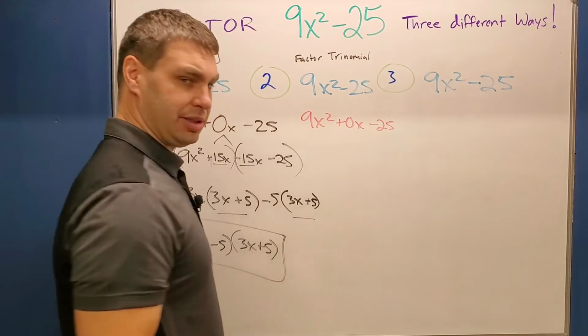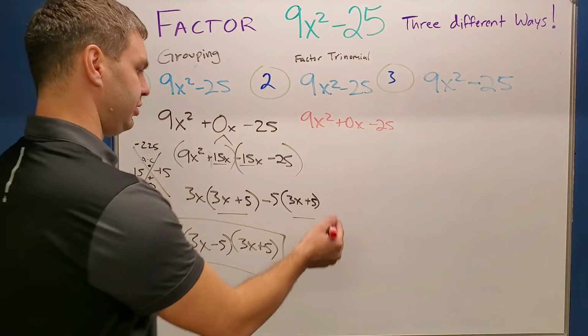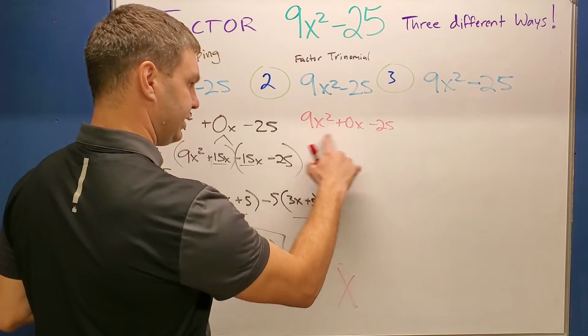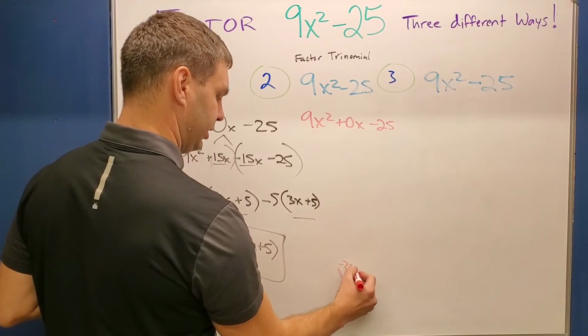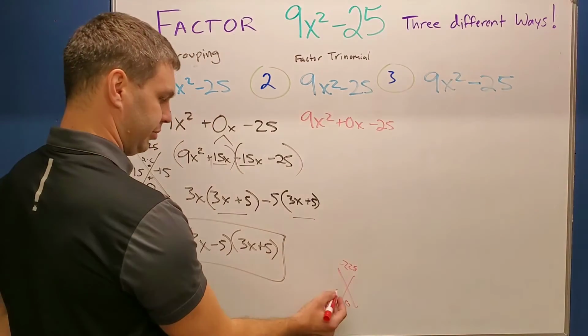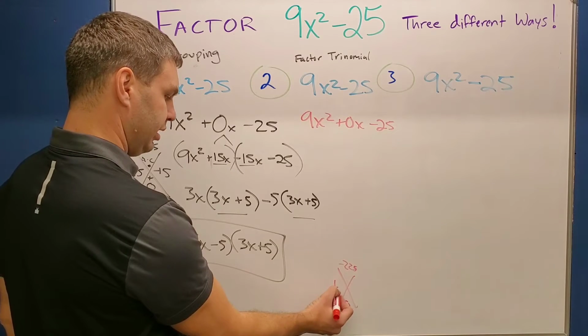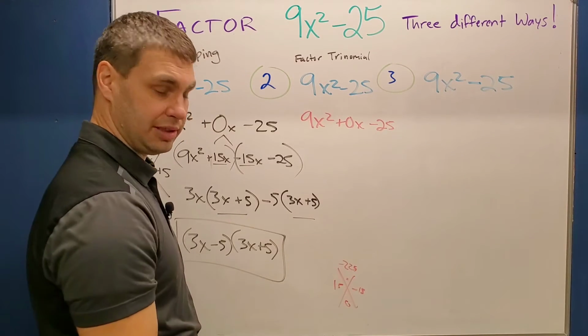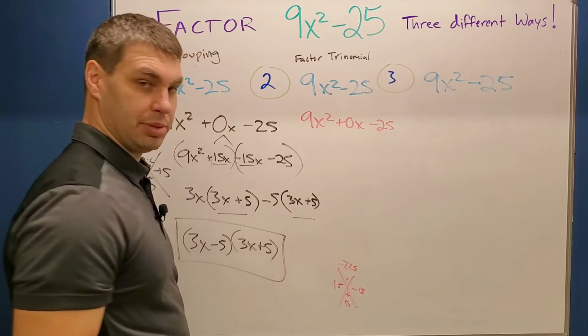All right, I'm going to use my same graphic organizer that I used over here. I'll put it maybe at the bottom since I'm kind of running out of room. And my a times my c is negative 225. My b term is still 0, and the numbers that worked, I'm just using that work from before, is 15 and negative 15. These are two numbers that multiply to be negative 225 and also add to be 0.